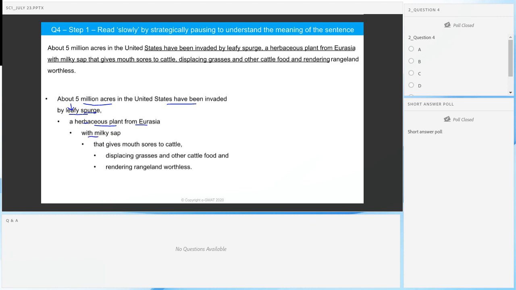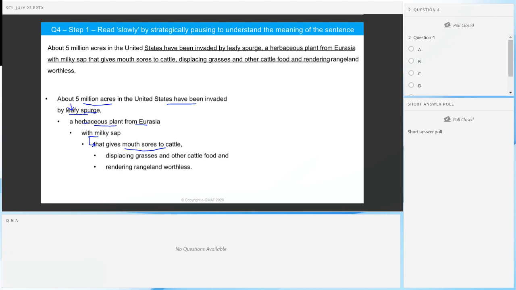So this leafy spurge contains milky sap and that gives mouth sores to cattle. Okay, so this milky sap gives mouth sores to cattle. Okay, so far, so good. Yes, of course, the milky sap may have some chemical that can give mouth sores to cattle. Happens, that's fine, acceptable. Things become interesting from this point on.